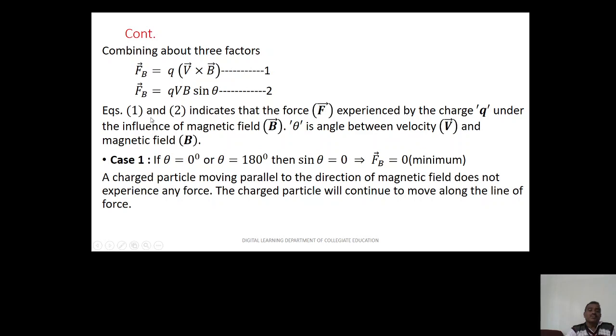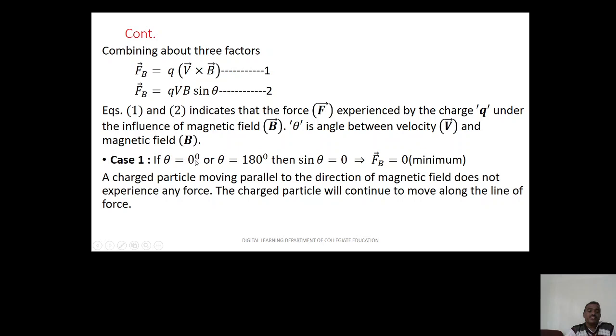So these equations indicate the force experienced by the charge under the influence of a magnetic field, and theta is the angle between the velocity and the magnetic field. So we got this equation, F_B is equal to q v B sin theta.